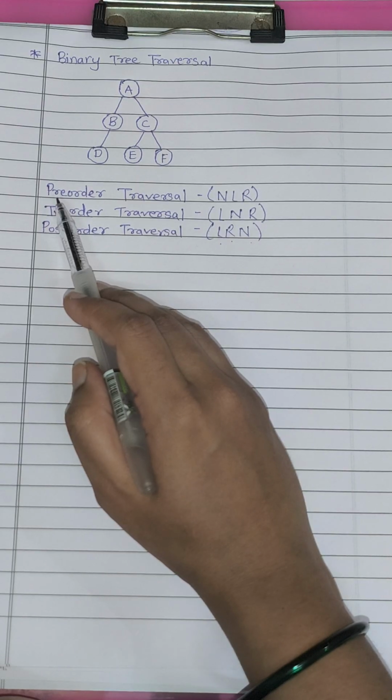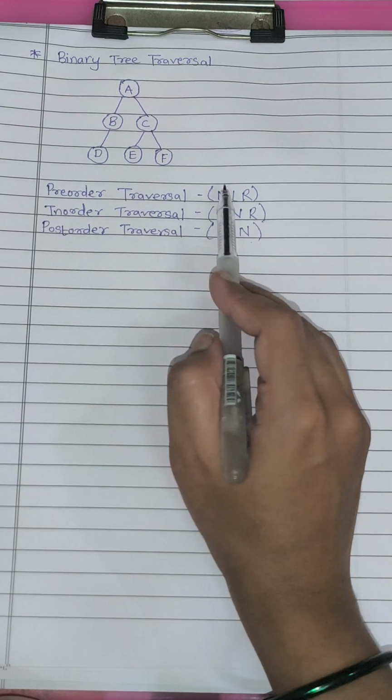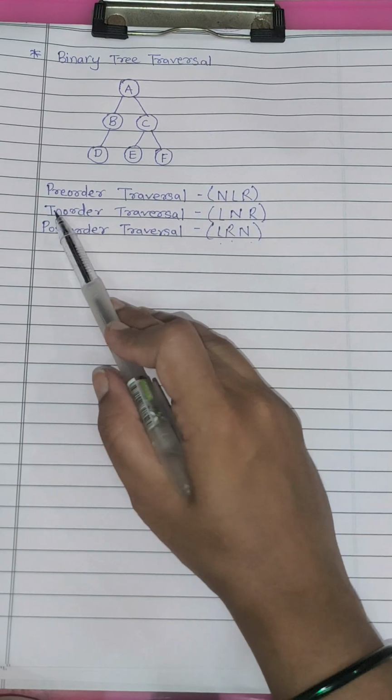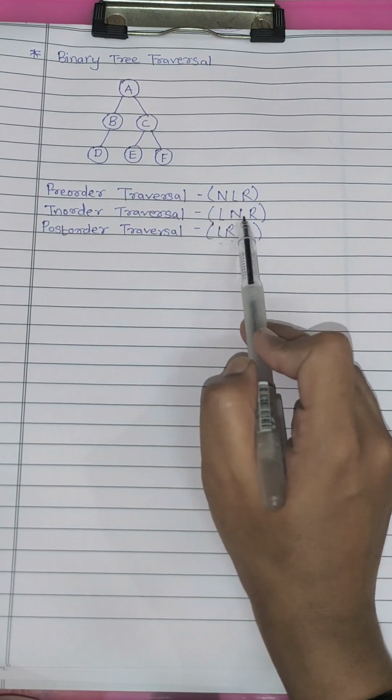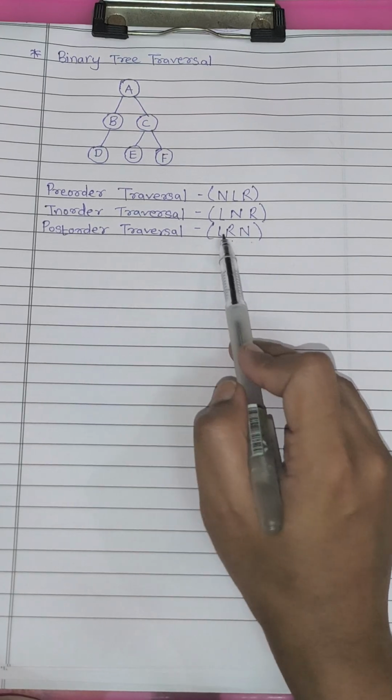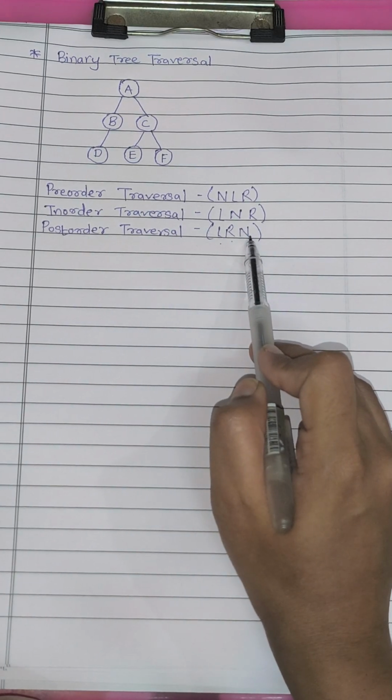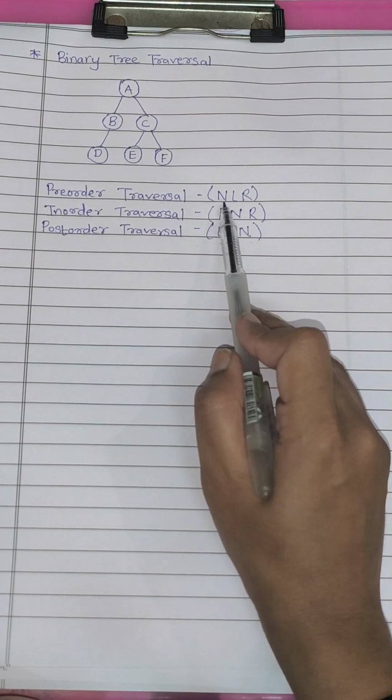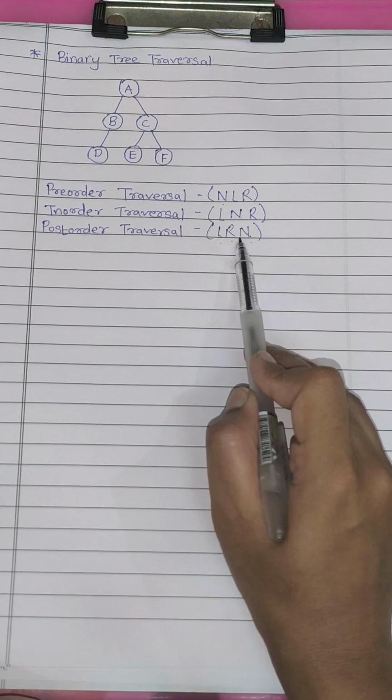So how can we easily remember this? In pre-order, the parent appears first. In in-order, the parent node appears in between, and in post-order, the parent node appears at the end. So by their name, it is basically the position of where the parent is present.